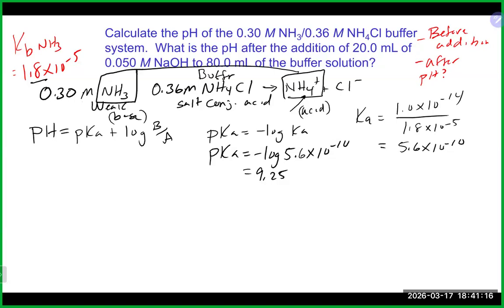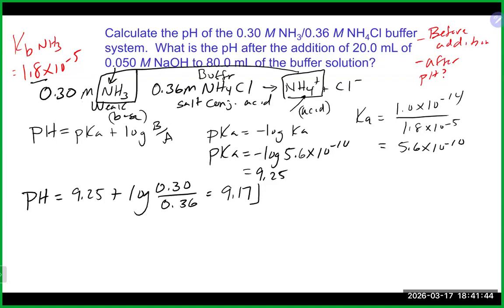Now that I have everything I need, I can calculate the pH of my buffer to start with. 9.25 plus the log. Once again, we want to go with the base up on top, 0.3, divided by 0.36 in this case. And that's going to get us, 0.3 divided by 0.36, log, plus 9.25, a 9.17 as our opening pH of this buffer, which again is a basic buffer, no big deal. Henderson-Hasselbalch can handle it. Any questions on that there?